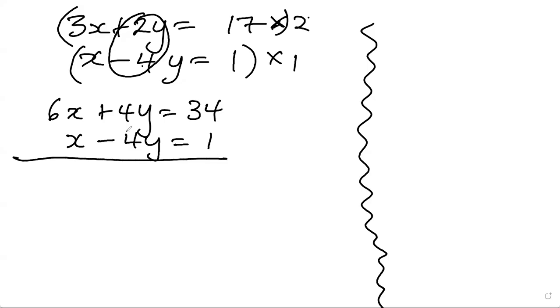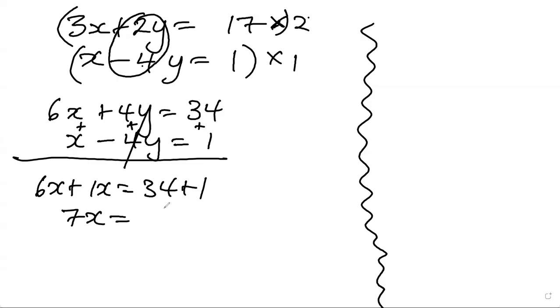Right. So we add now because we want to get rid of this. This will automatically be 0. 6x plus 1x equals 34 plus 1. So that's 7x. 34 plus 1, 35. Boom. We find x, which is 5.